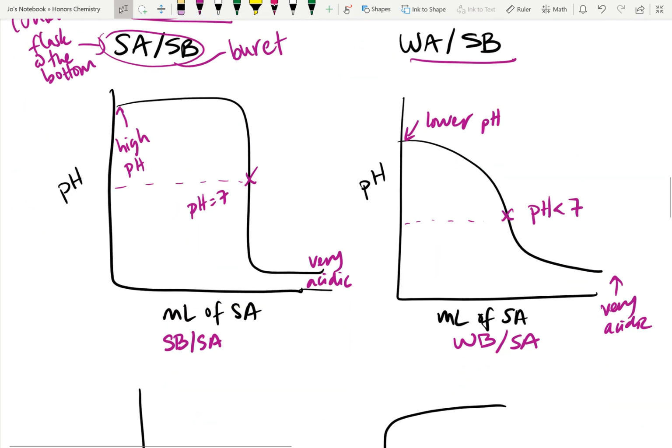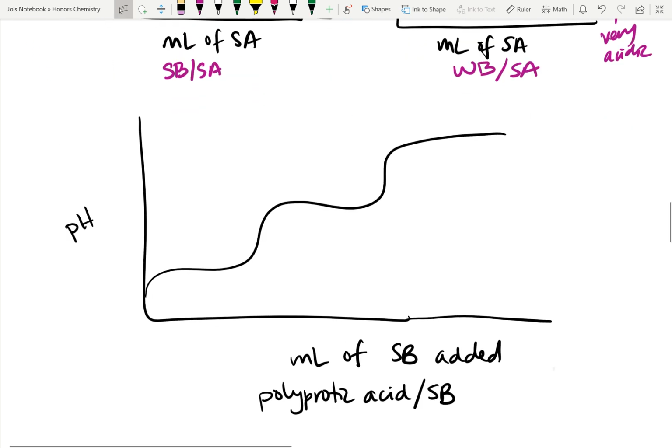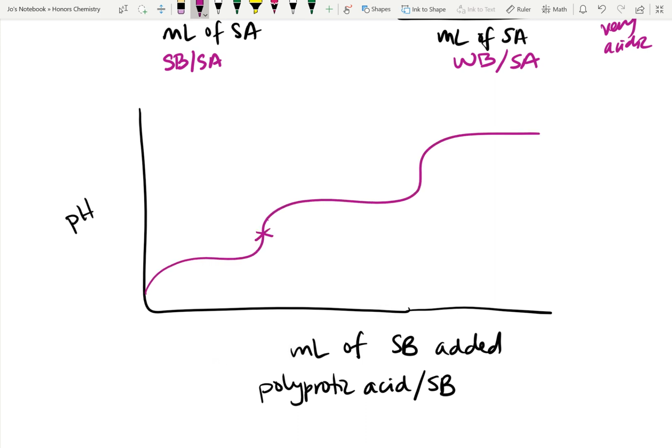They're just flipped. And then the fifth type of titration I want you to know about is called a polyprotic acid versus strong base. And you'll notice there's multiple lumps here. So there's multiple lumps, which means there's multiple H's that are coming off. So for every lump, that's an H coming off. So this one has 2 different endpoints.